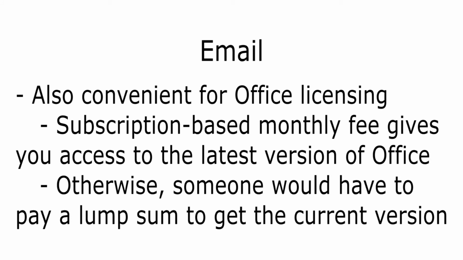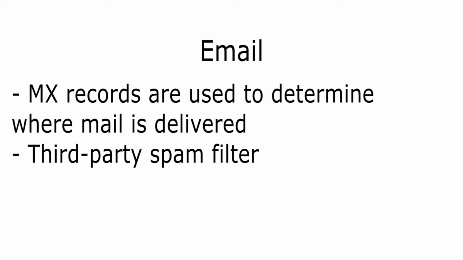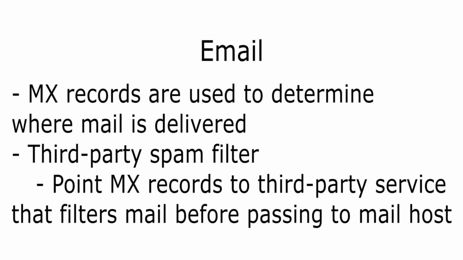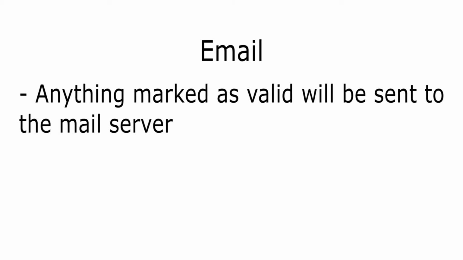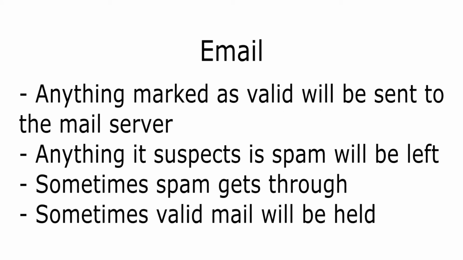In our network video, we mentioned MX records, which are used to determine where mail should be delivered. Another thing worth noting is a third-party spam filter. Some companies will point their MX records to a third-party service that filters mail before passing it along to the mail host. Anything marked as valid will be sent to the mail server, and anything it suspects as spam will be left behind. Nothing is perfect, so sometimes spam gets through and sometimes valid mail will be held.